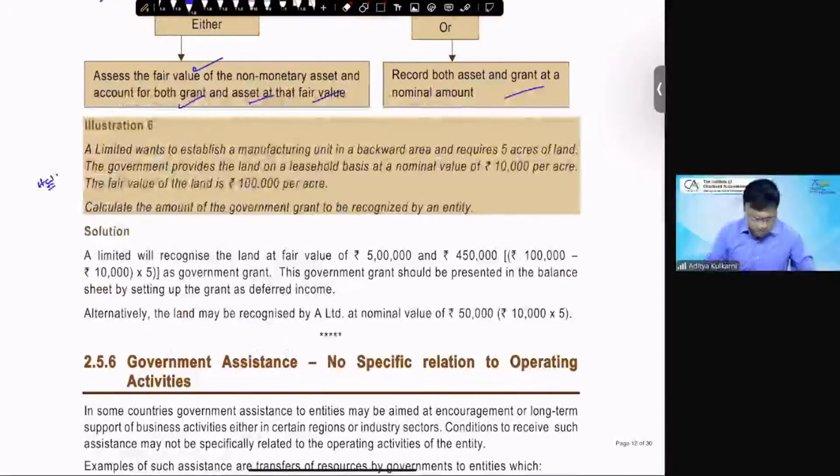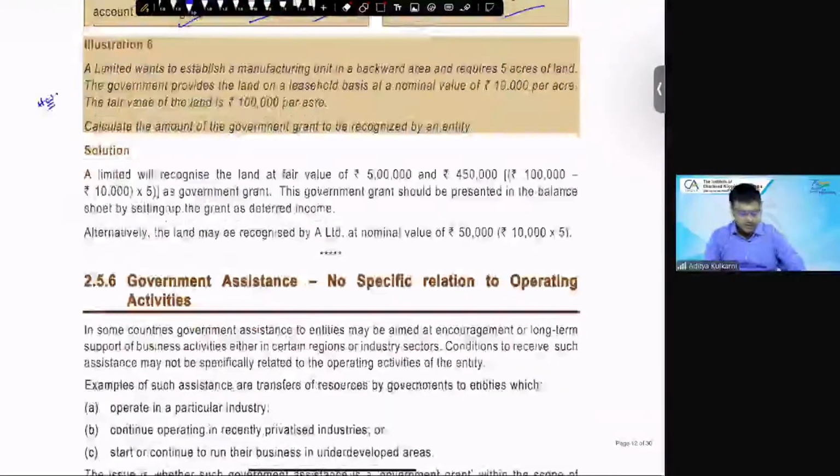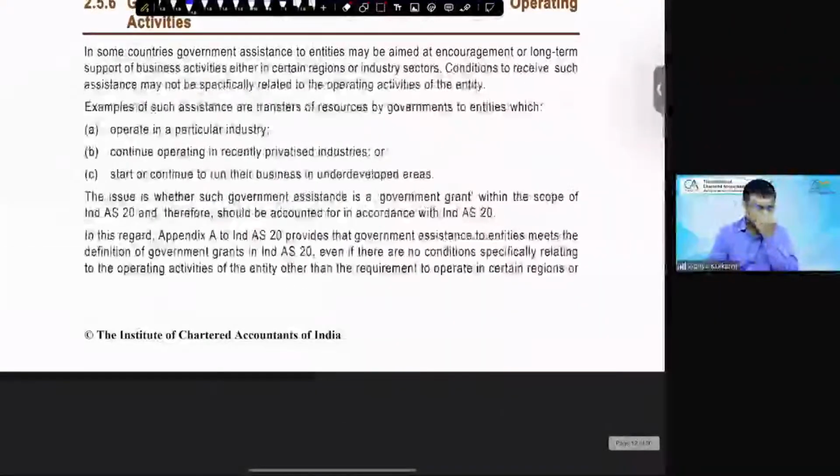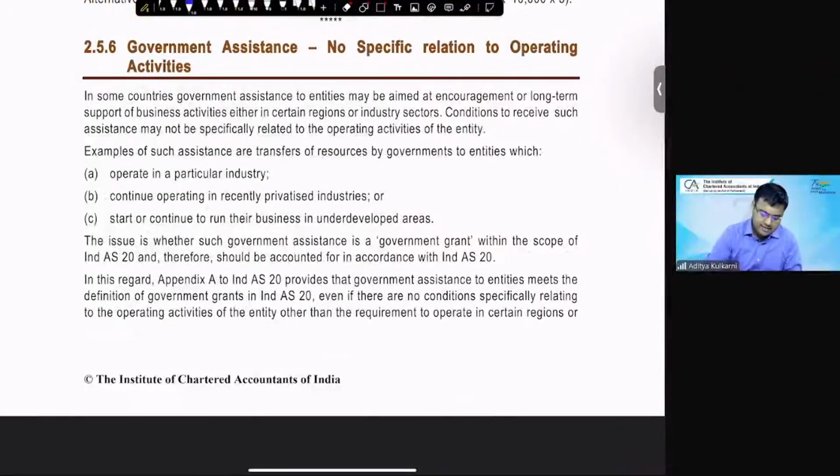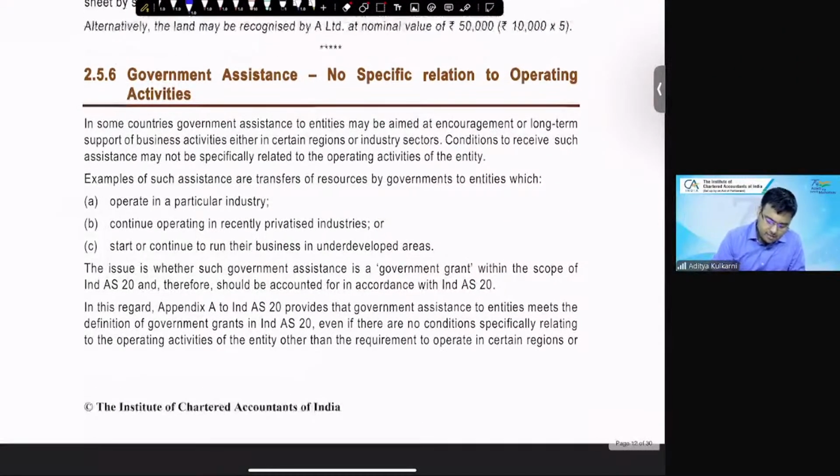You can go through this illustration 6 for homework. It's very simple. Nominal value के हिसाब से we are recognizing the asset. Government assistance, no specific relation to operating activities. Like you may have certain assistance for business activities in certain regions or industry sectors, like carrying out activities in industrially backward areas. Conditions may not be specifically related to operating activities of the entity.